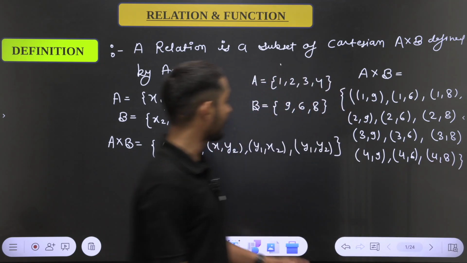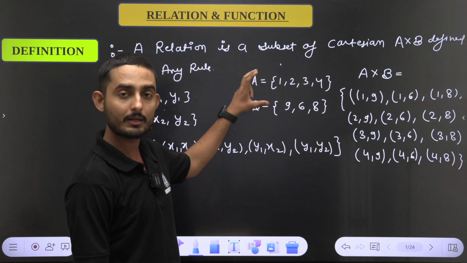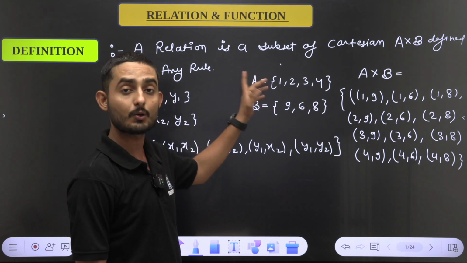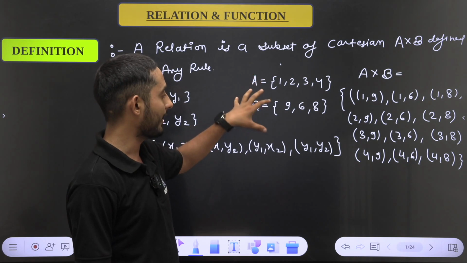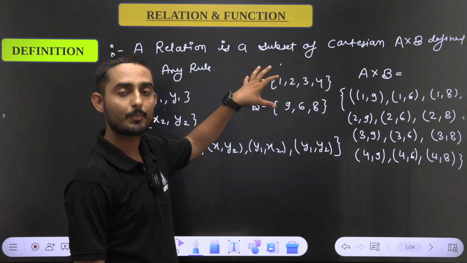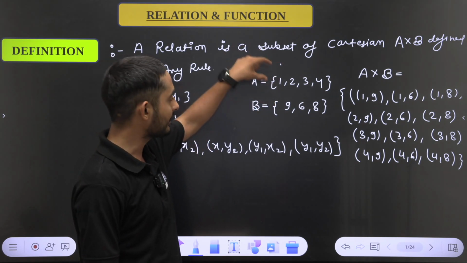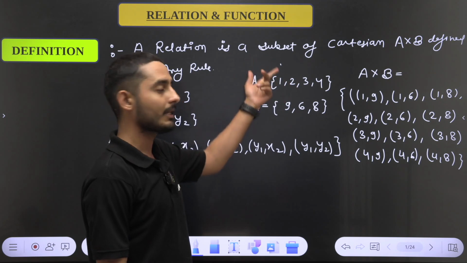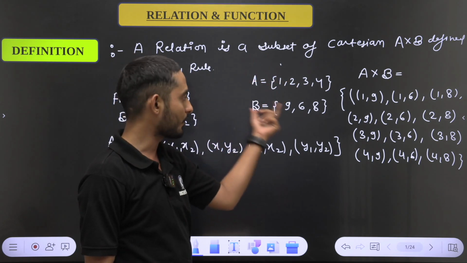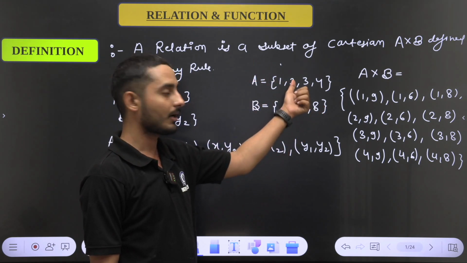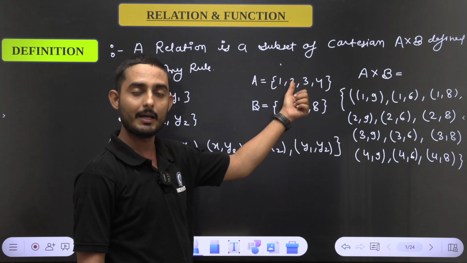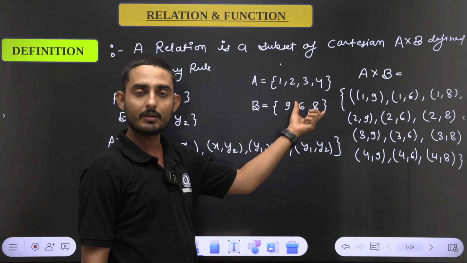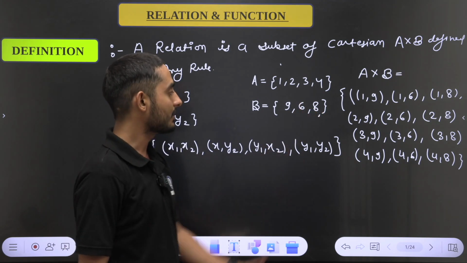Firstly, we find a Cartesian product, not a cross product. We find the Cartesian product of A and B. The meaning of the Cartesian product is taking each element of A and doing the product with all elements of B, then taking the second element of A and doing the product with all elements of B, and taking another element of A, taking the product with all elements of B. This is the Cartesian product.